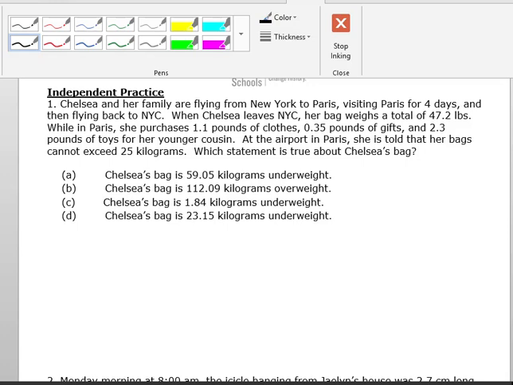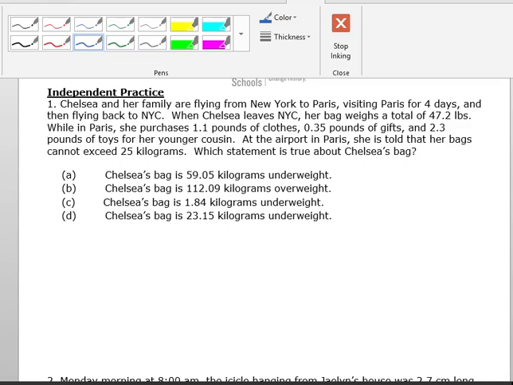Which statement is true about Chelsea's bag? Okay, so now I'm going to go back and I'm going to use mole. Chelsea and her family are traveling from New York to Paris for 4 days and then flying back to New York City. I actually don't think this 4 days is going to be of any interest to me at all.